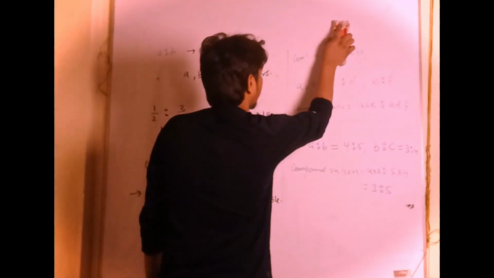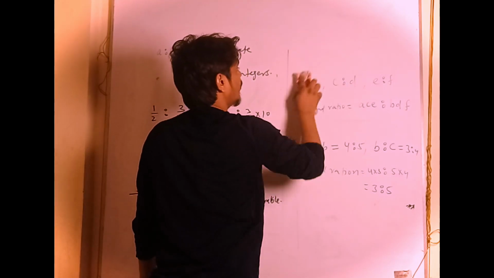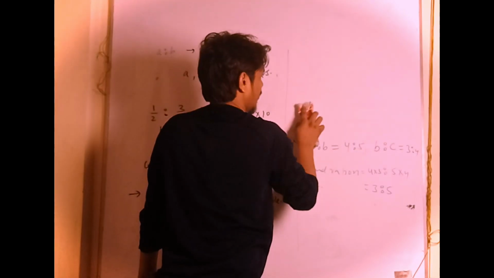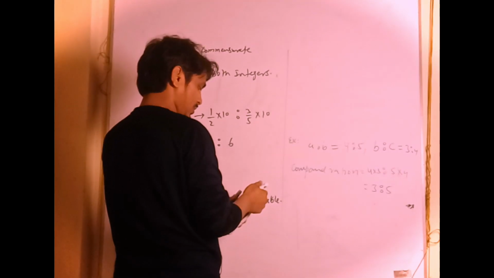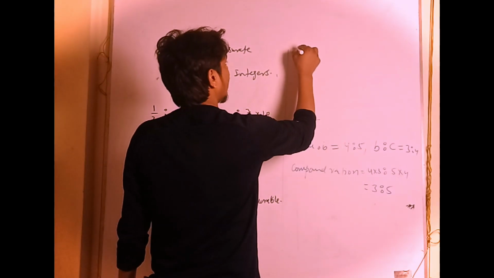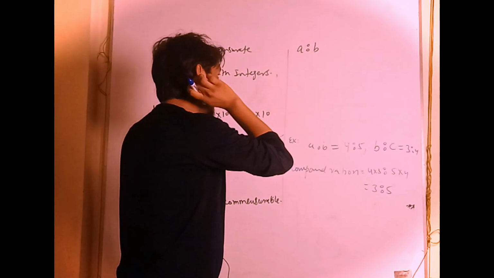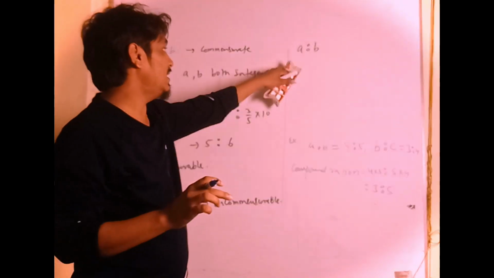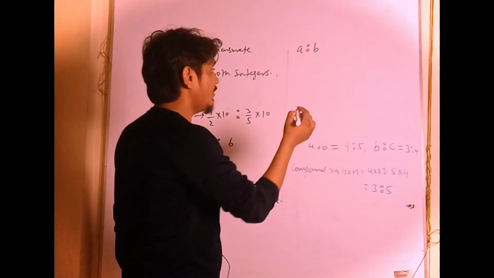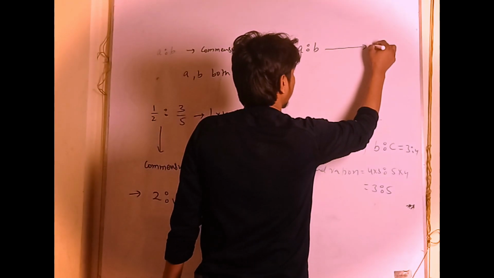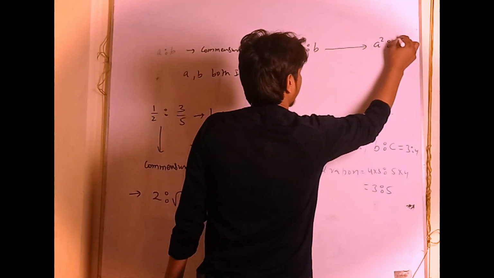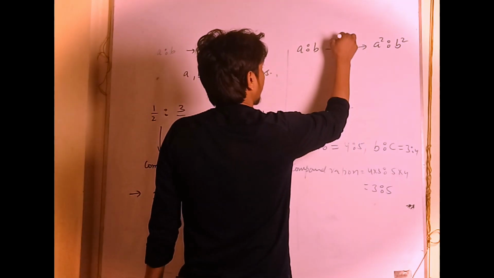Now let's talk about some more types of ratio. Like we have given a ratio A ratio B. So if we are taking a square of both this ratio, I mean antecedent and consequent, then we'll get another form of ratio that we call a duplicate ratio. So this is what? Duplicate.